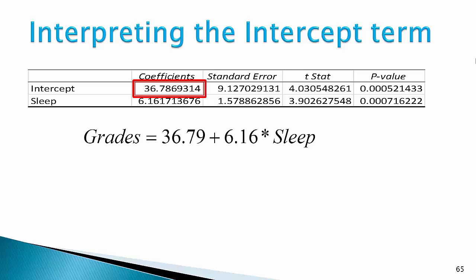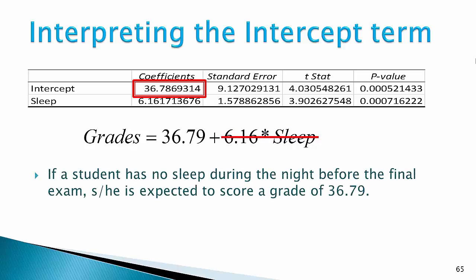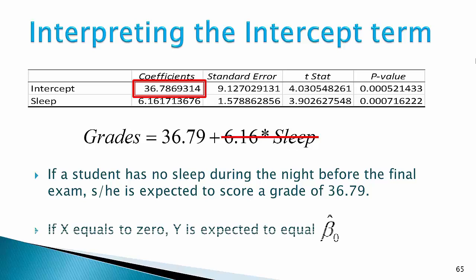When does someone's grade equal 36.79? Well, when he or she has had 0 sleep, right? Because if sleep equals 0, then this term will equal 0. So if a student has had no sleep during the night before the final exam, he or she is expected to score a grade of 36.79. In general, if x equals 0, then y is expected to equal beta hat 0.